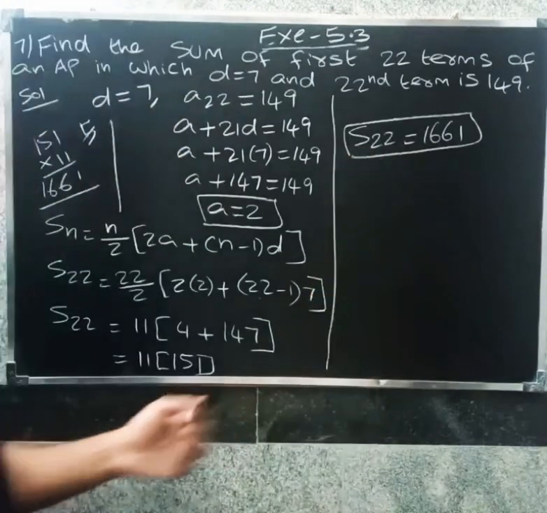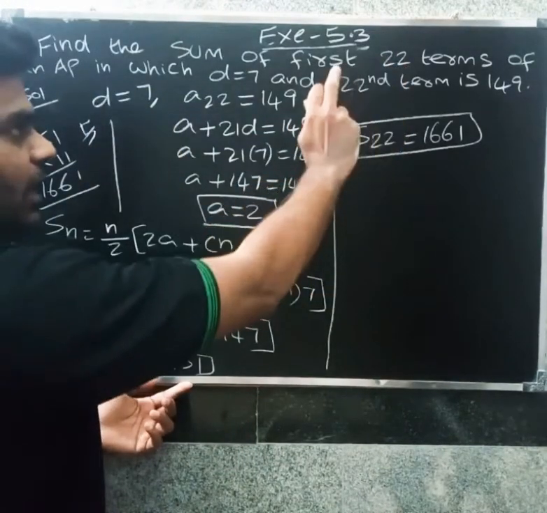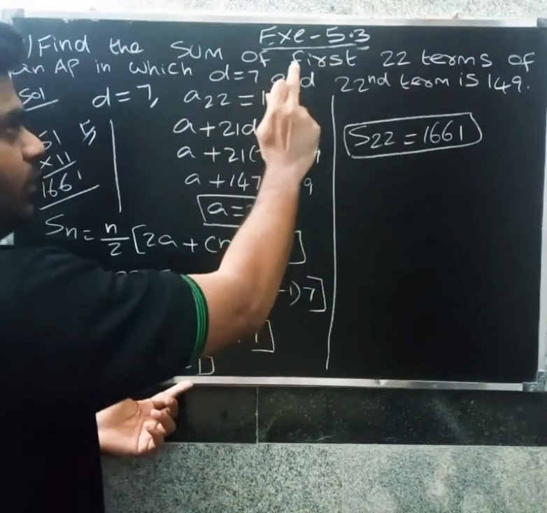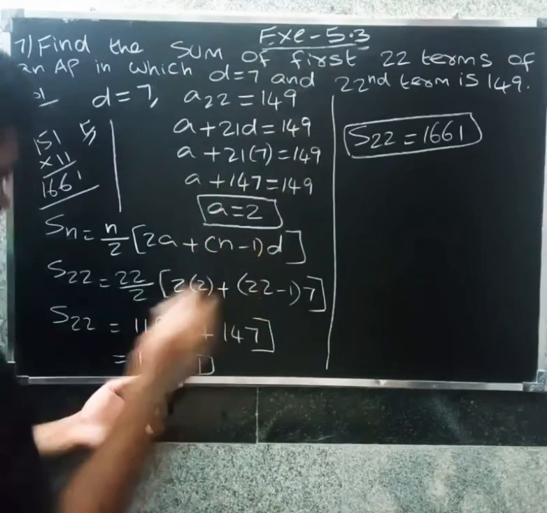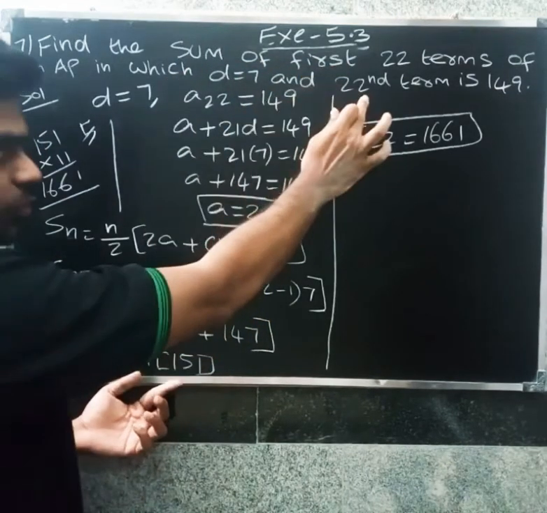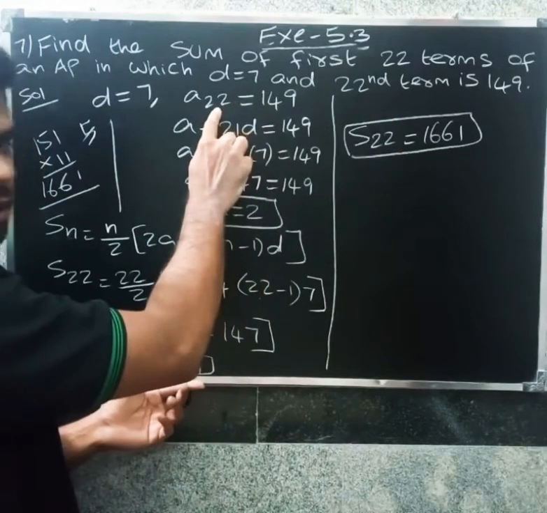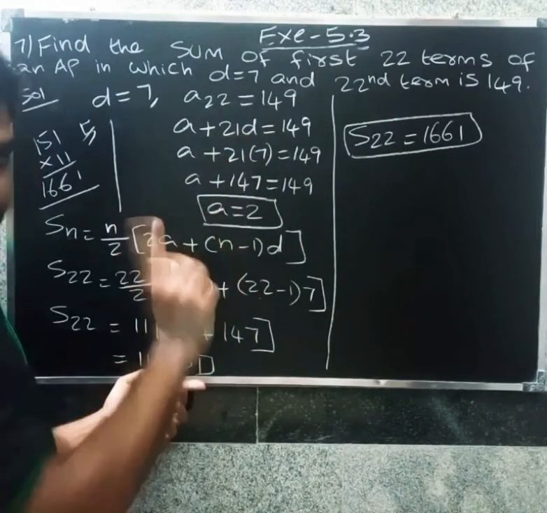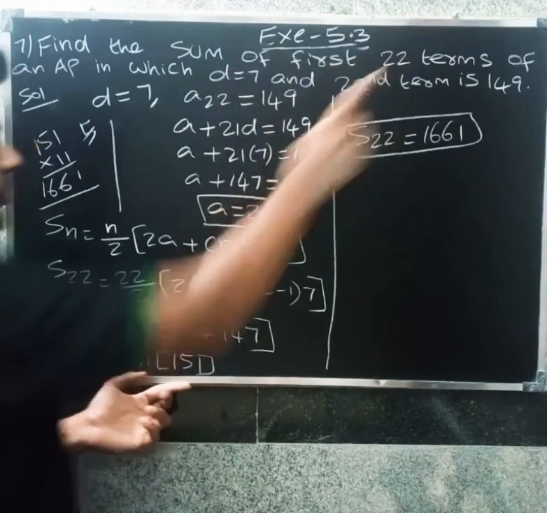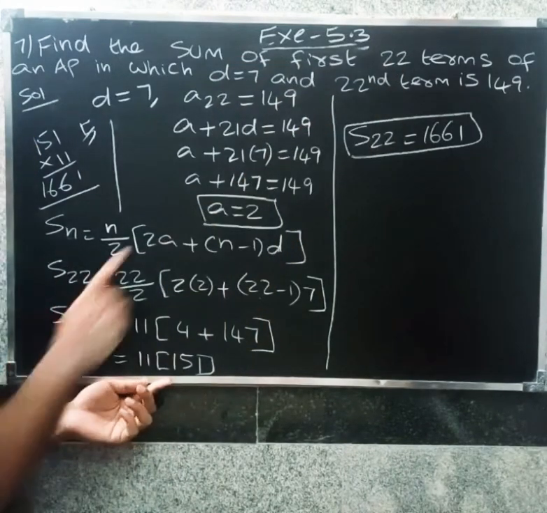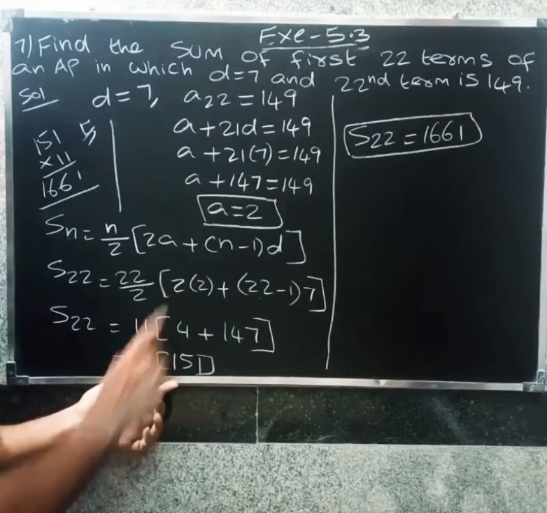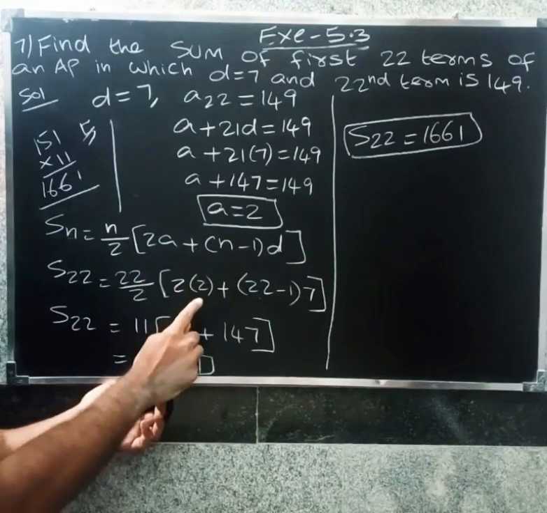So to find the sum of first 22 terms, we are given the 22nd term, that is A22. From this A22, we can get the value of a. Then in the formula for the sum of first 22 terms, we can substitute a.